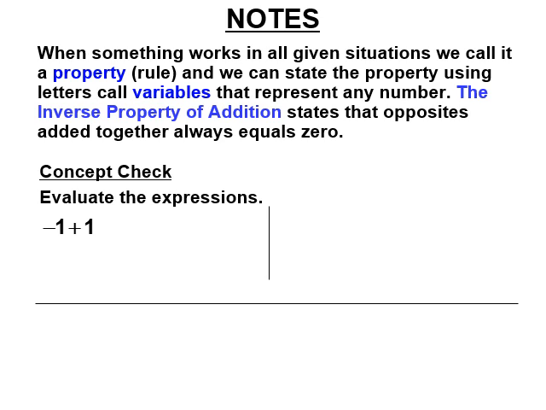Okay, so there's a whole bunch of notes. When something works in all situations, we call it a property. A property is just a rule. And we state that property using letters called variables that represent any number. When you see x or y, it's representing any possible numbers. The inverse property of addition states that opposites added together always equal 0.